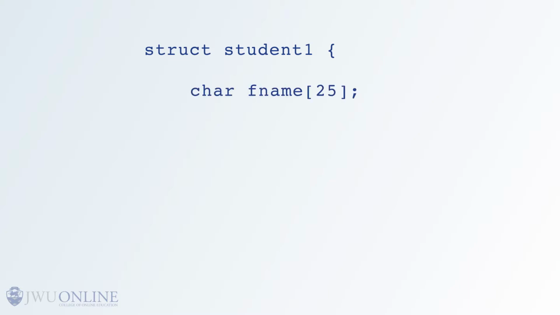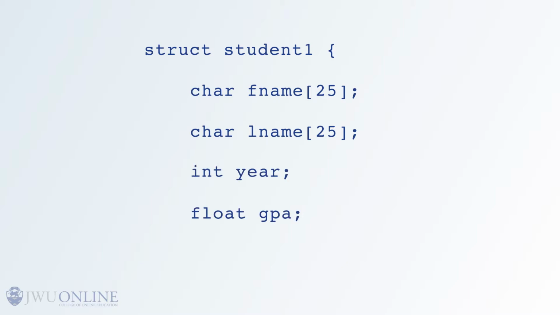So, struct student1, curly bracket, and then add all your variable types. Char first name, we'll make it an array of 25. Char last name, array of 25. Integer year, floating point GPA, curly bracket close. Student1 would be essentially asking the compiler for 58 bytes of contiguous memory to be used to hold information about student1.